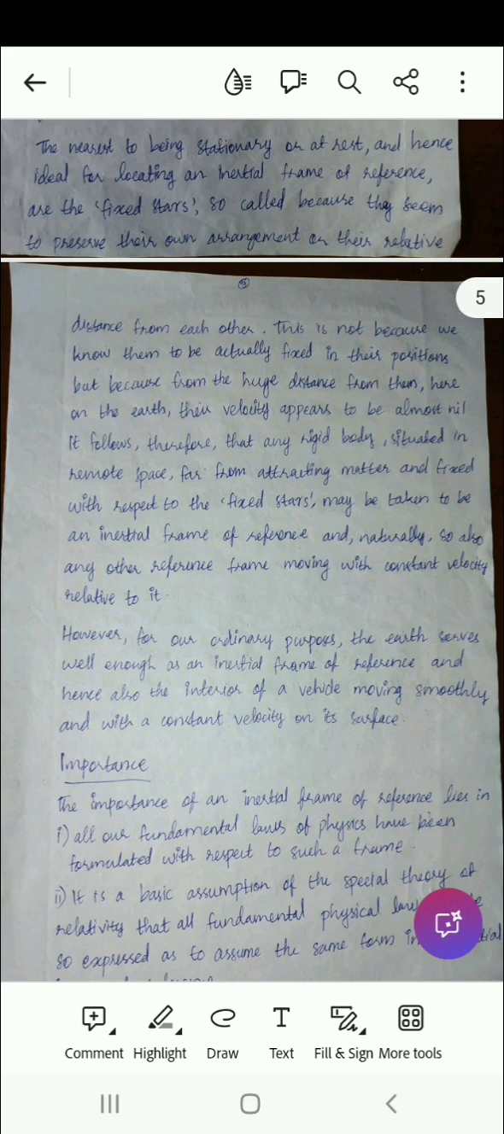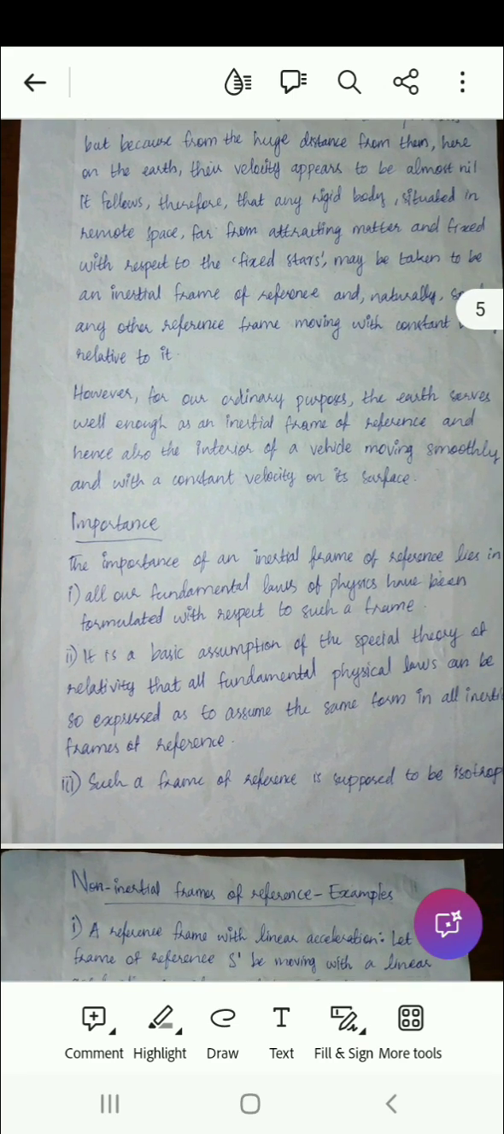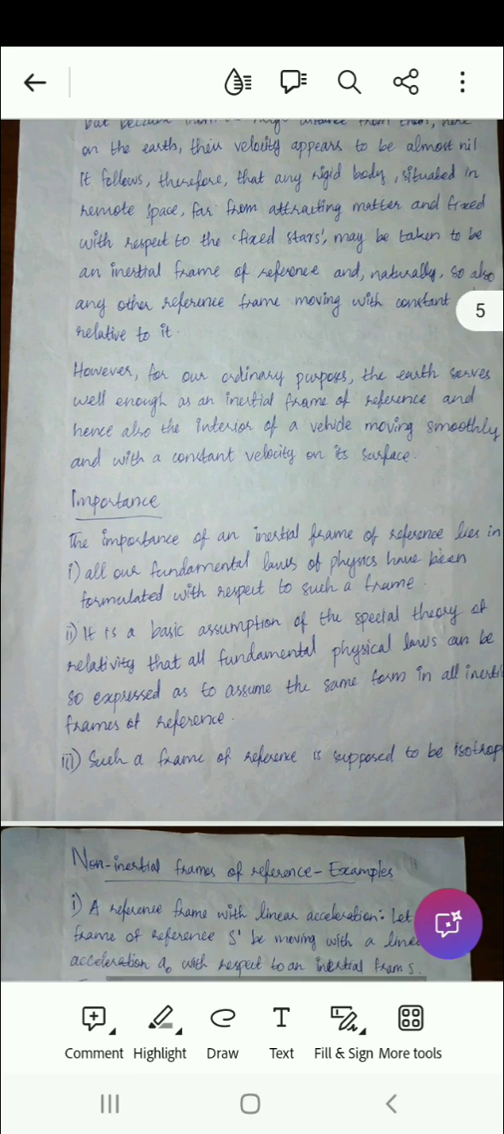It follows therefore that any rigid body situated in remote space far from attracting matter and fixed with respect to the fixed stars may be taken to be an inertial frame of reference, and naturally so also any other reference frame moving with constant velocity relative to it. However, for our ordinary purposes, the Earth serves well enough as an inertial frame of reference, and hence also the interior of a vehicle moving smoothly and with a constant velocity on its surface.